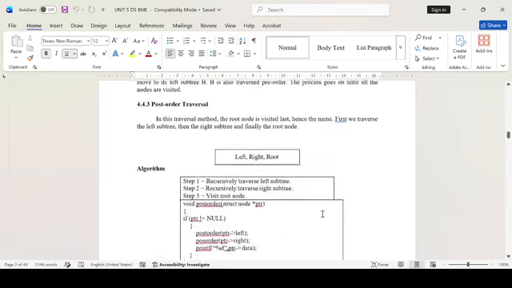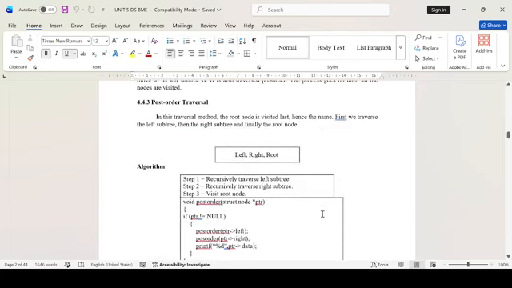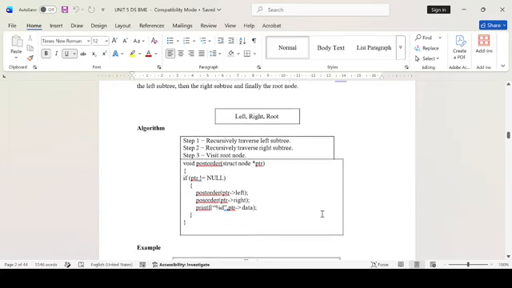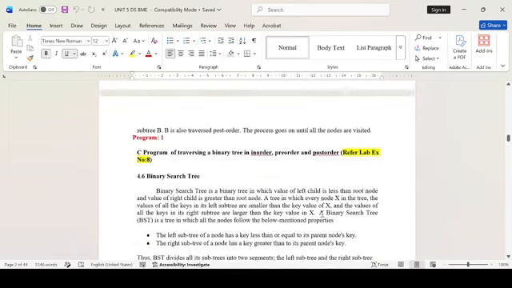So post order traversal, so we should visit the left node first, and then right node, and then root node. So this is about the traversals.